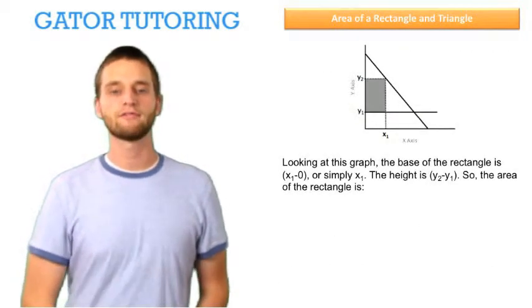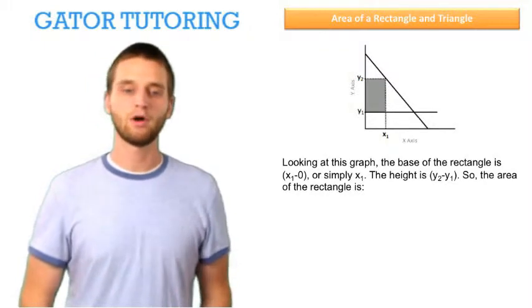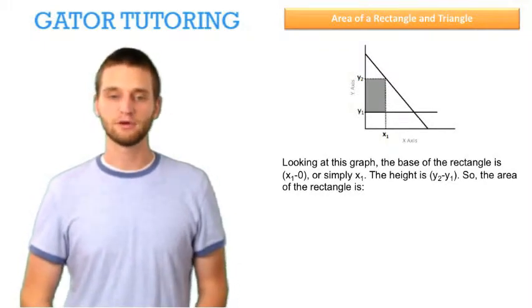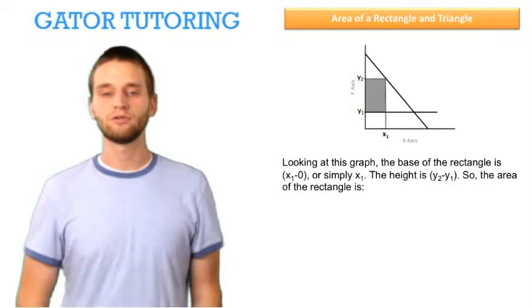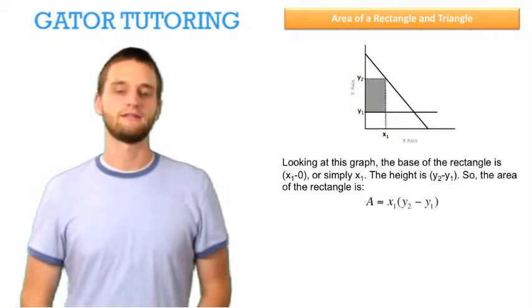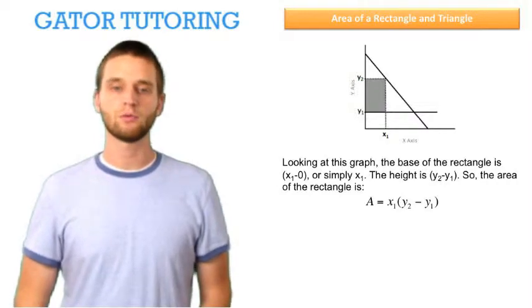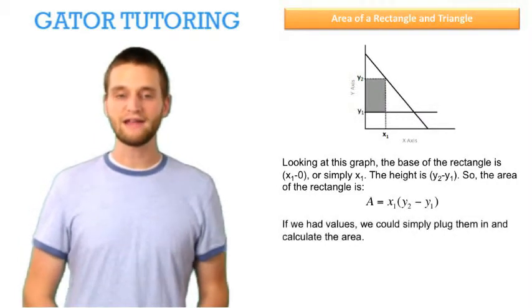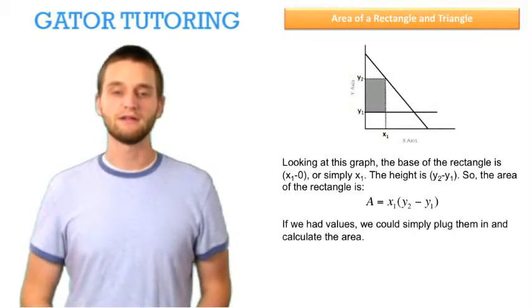Looking at this graph, the base of the rectangle is x1 minus 0, or simply x1, and the height is y2 minus y1. So the area of the rectangle is x1 times (y2 minus y1). If we had values, we could simply plug them in and calculate the area.